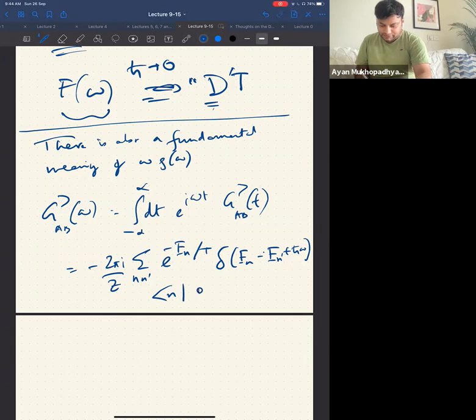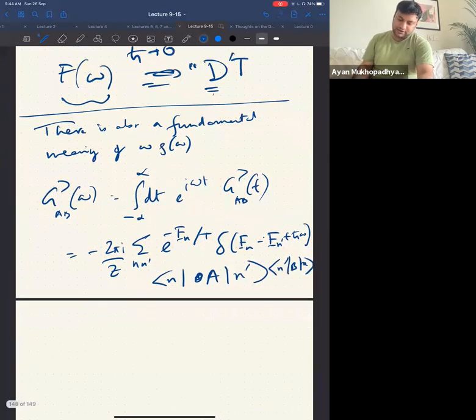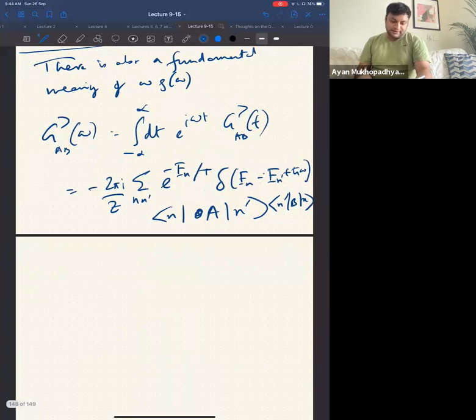Yeah, I think what I wrote is correct. Then A N prime and N prime B N, right? This is what we showed last time. Okay, so this is G greater and G less. Of course, you can follow the same route, or it should be e to the power h bar omega by t times G greater.